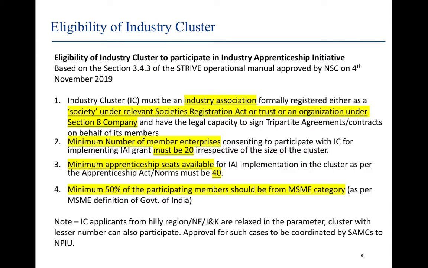Here is the eligibility of industry cluster. For example, this is the broad industry cluster category eligibility mentioned in the operational manual, and based on this eligibility, the industry cluster applications will be evaluated at the desk-level evaluation. Of course, it's important to mention that certain states and geographies, including the Northeast, J&K, and other locations, will have relaxed parameters on the number of support letters and other things. However, in such cases, the requirement has to be coordinated by SAMC with NPIU, where relaxation is possible.